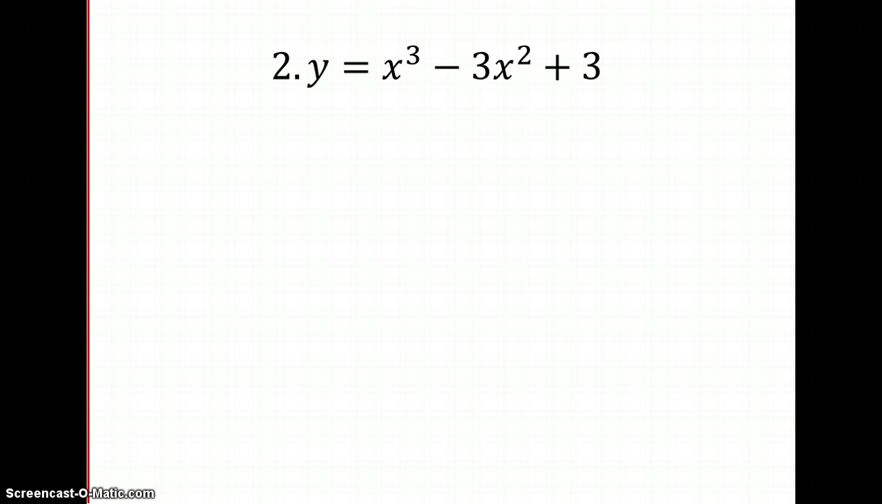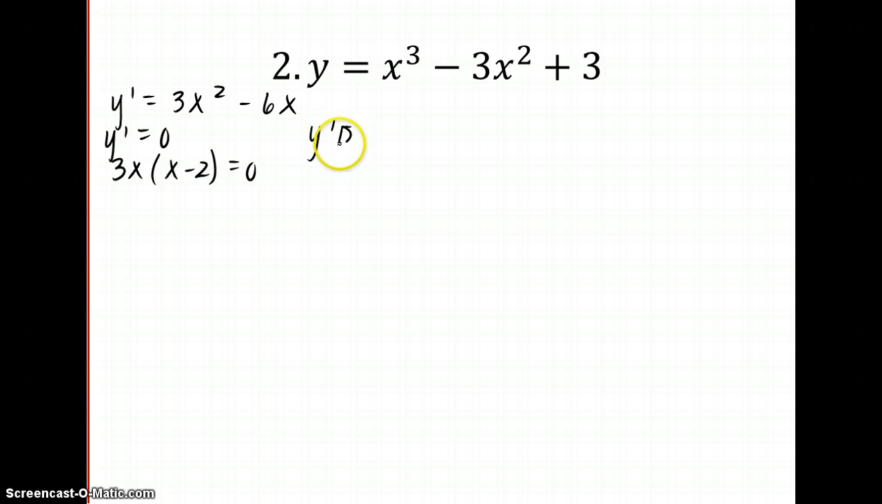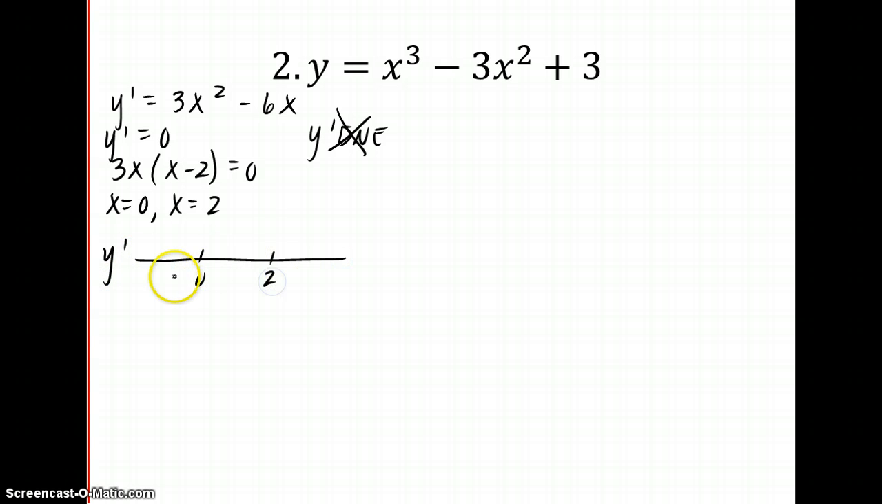Alright, number 2, polynomial, first derivative, 3x squared minus 6x. Factor out 3x, x minus 2. Domain is all real numbers, so the derivative always exists. Critical numbers of 0 and 2 on the number line.